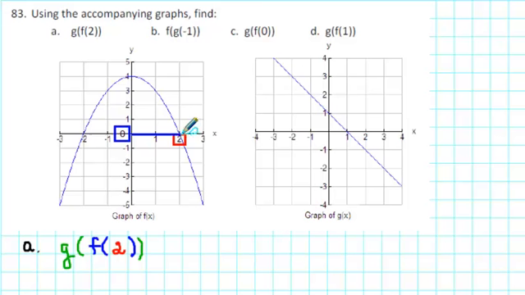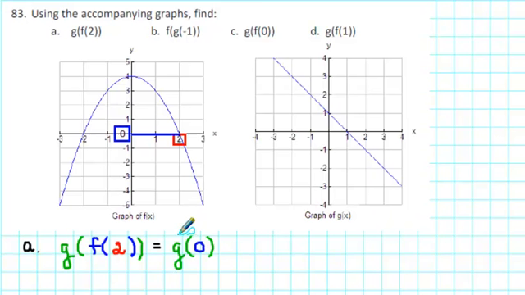First of all, we locate 2 along the x-axis. We see that a vertical line intersects the graph at the point (2, 0). Therefore, the corresponding function value is 0. So we're going to substitute 0 for f of 2.